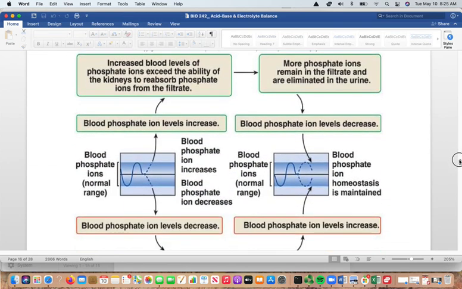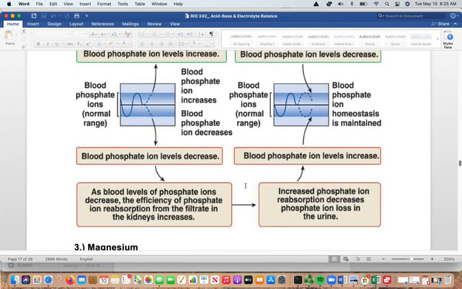So again, another chart here looking at your blood phosphate as the ions increase. They can exceed the ability of the kidneys to reabsorb phosphate ions. More are going to remain in the filtrate and be eliminated in the urine to allow the blood phosphate levels to go down. If the blood phosphate ions are low, then the efficiency of phosphate ion reabsorption from the filtrate in the kidney will increase. You'll have less loss in the urine, more in the blood to get back to homeostasis.